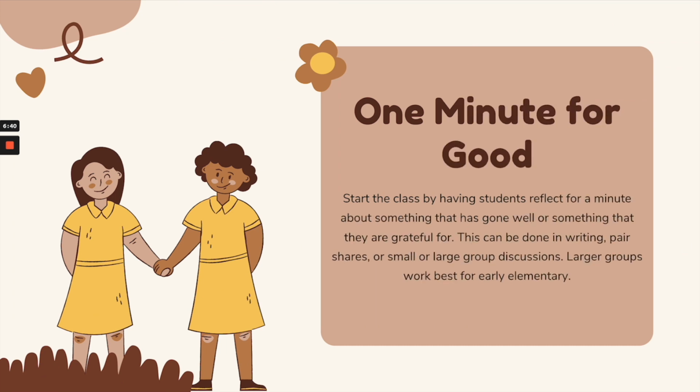Next is one minute for good. You start the class by having students reflect for a minute about something that has gone well or something that they are grateful for. You can do it by pair or by small group or large group discussions. Of course, larger groups work best for early elementary as they tend to be more open and they can enjoy more sharing time with the others.